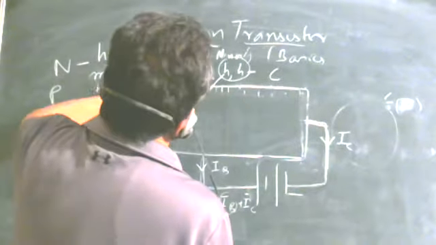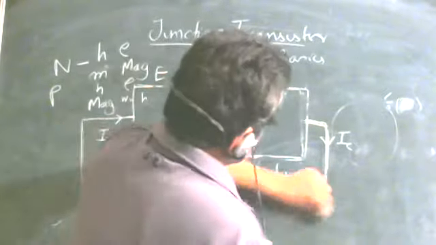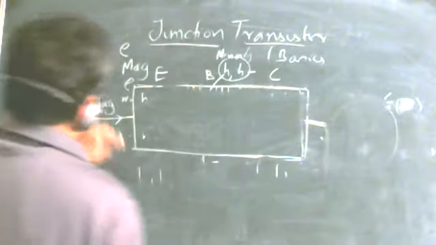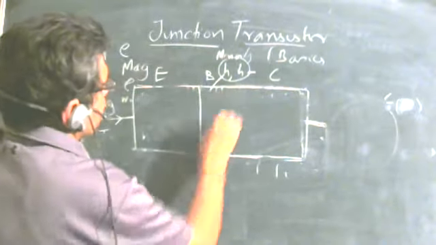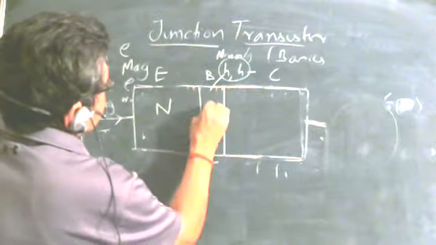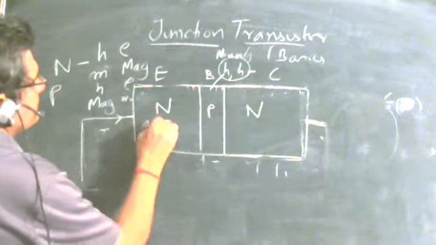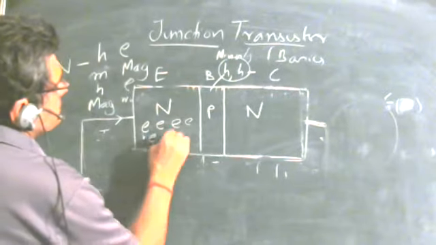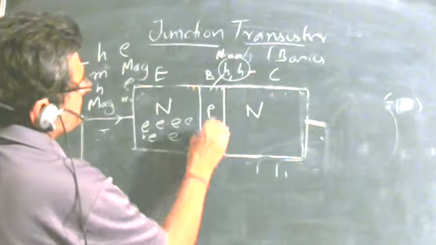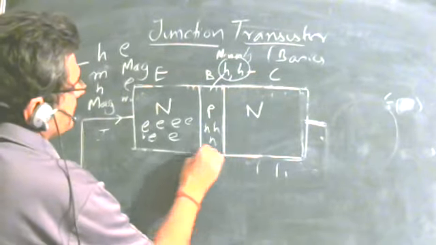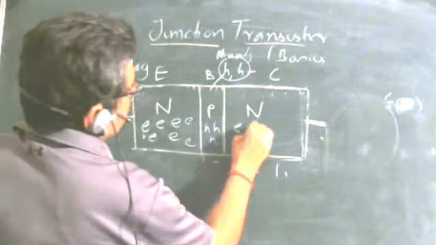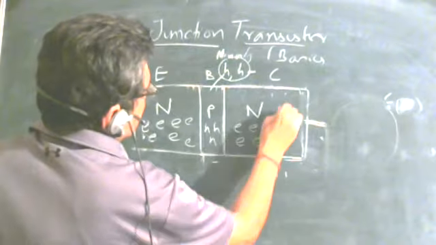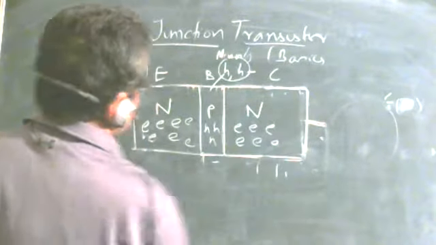Suppose now we take the NPN junction transistor. The biasing will have to be different. Now take NPN. This is emitter, this is base, this is collector. This is N, this is P, this is N. Electrons are majority carriers here. Holes are majority carriers here, but less in number because it is thin and lightly doped. This is moderate in size but heavily doped. And again, electrons are majority carriers here. It is moderately doped but large in size.